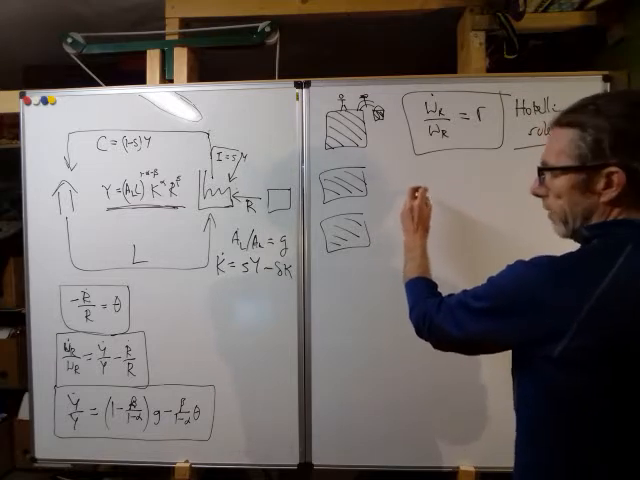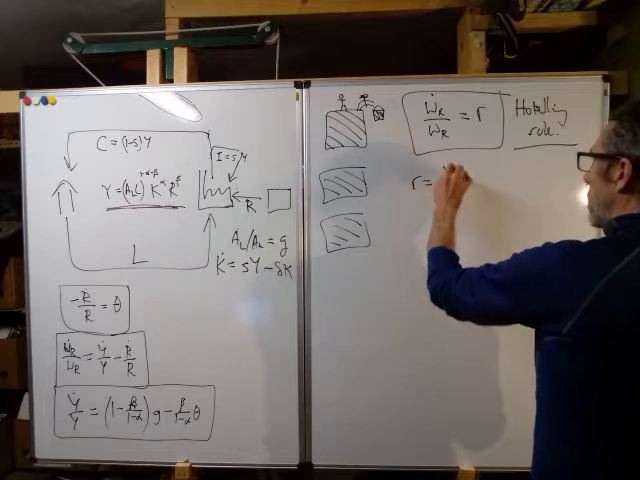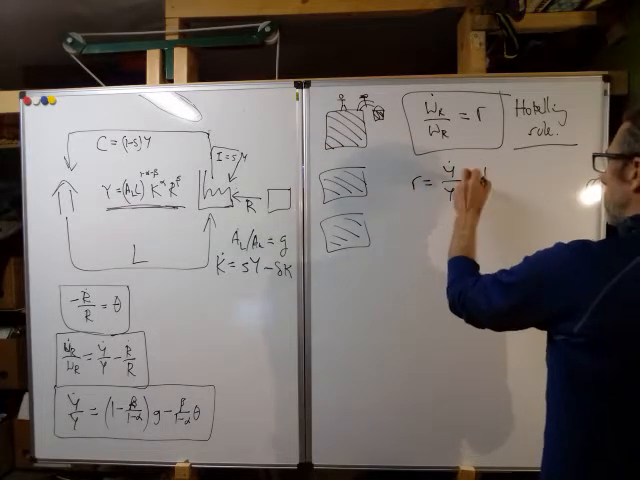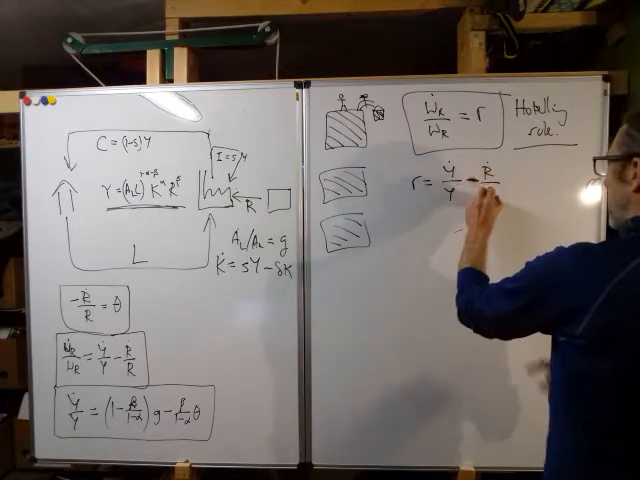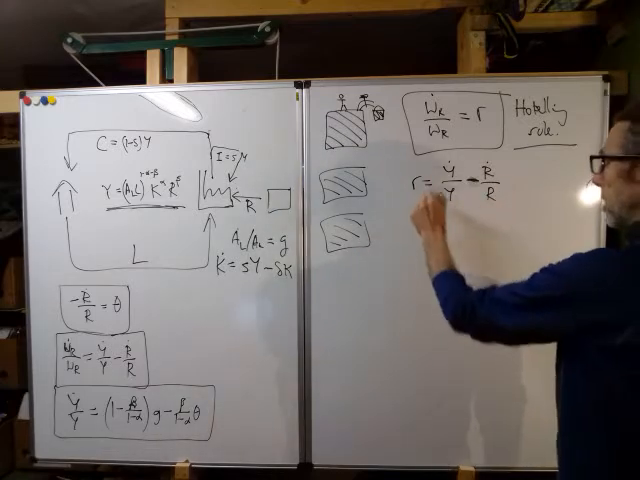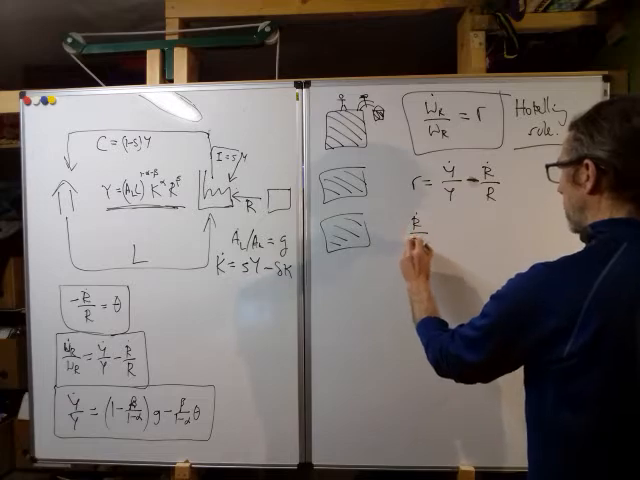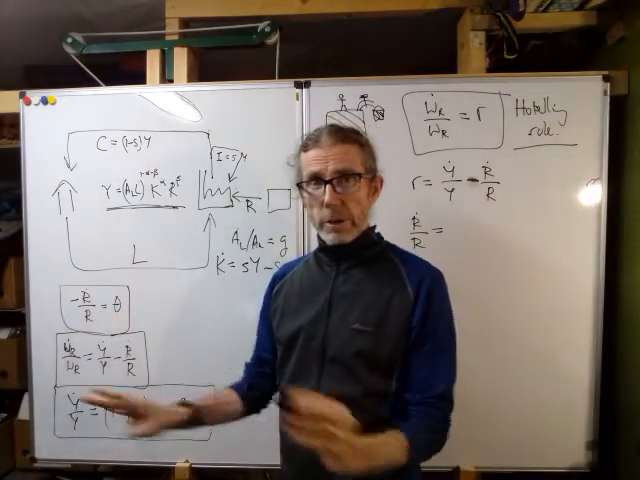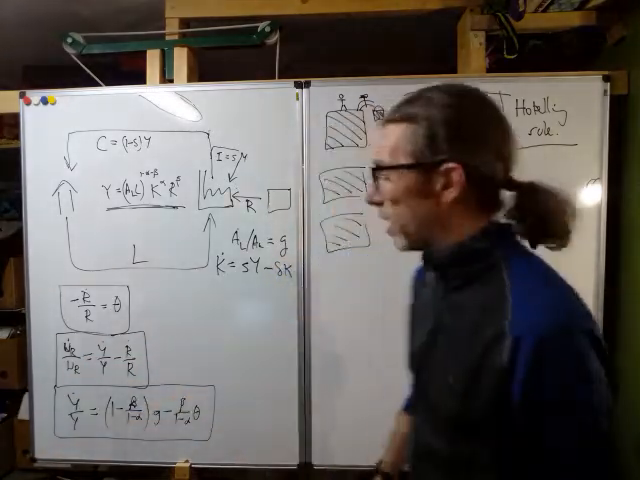So then we have little r is y dot over y plus minus r dot over r. Or, turning things around, r dot over r. Previously we just said, look, it's theta. But now we're dropping that because now it's endogenous. Yeah, we're working out r dot over r.